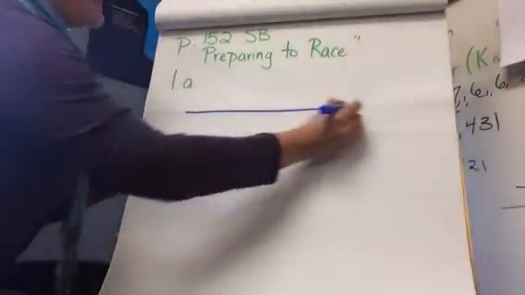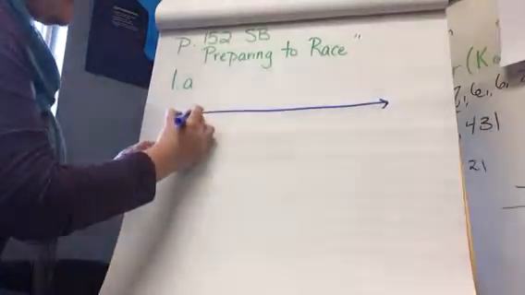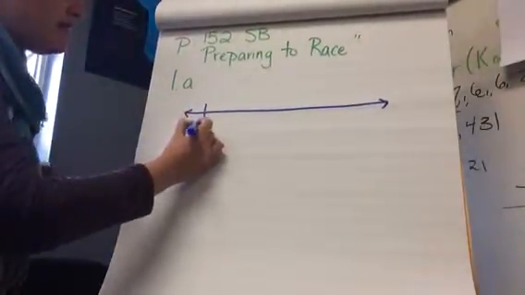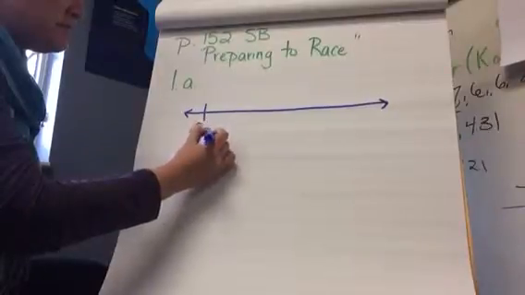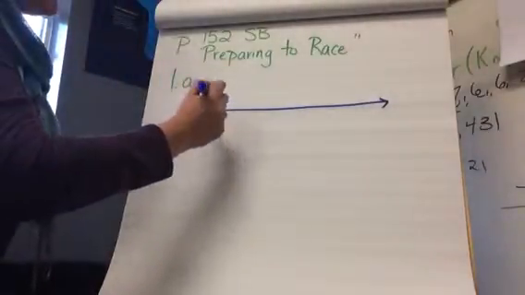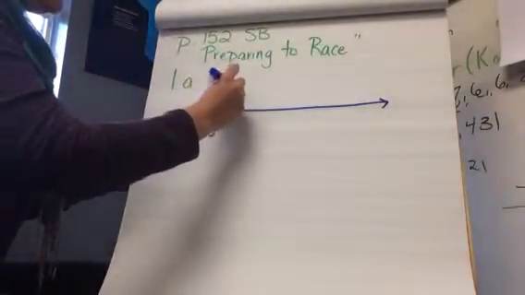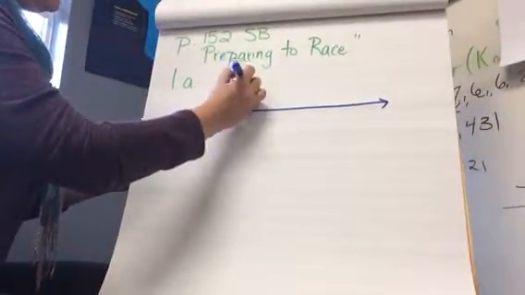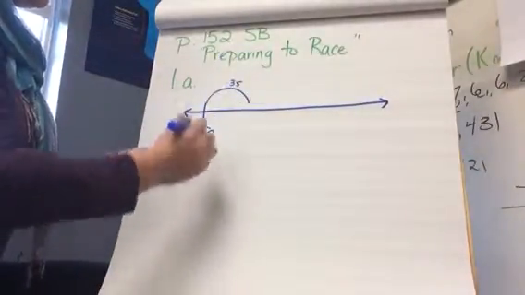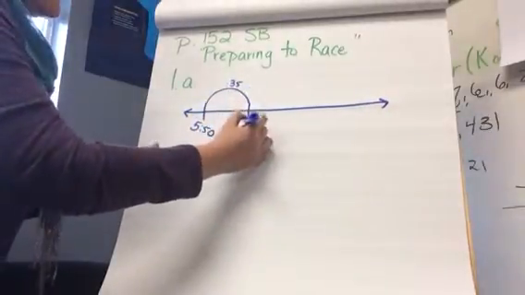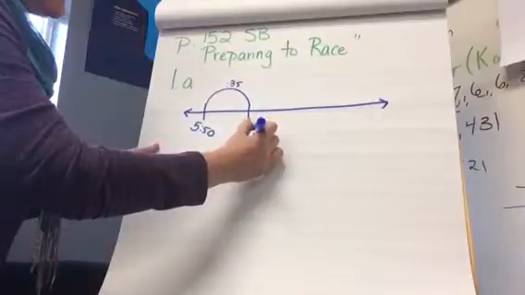So I'm going to draw my number line. I know that Jacob woke up at 5:50. I know it took him 35 minutes to get dressed. So I'm going to say, okay, I know I need to add 35 minutes. If I add 35 minutes, I get to 6:25.